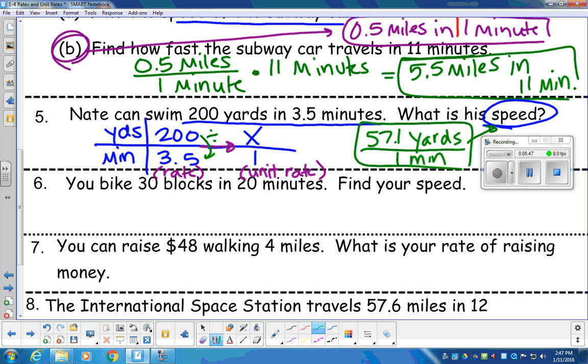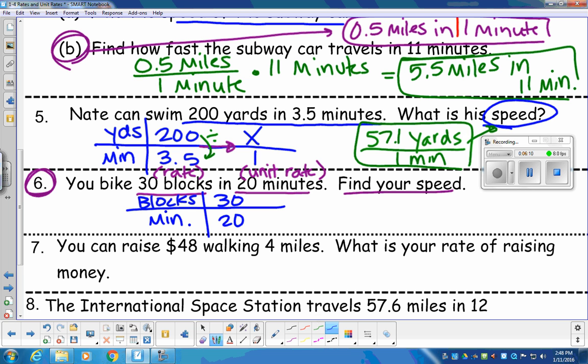Okay, so moving on to number 6. In number 6, again, we're looking for the speed or the rate at which we can travel. What it says here is that you can bike 30 blocks in 20 minutes. So the things that I'm hearing are blocks compared to minutes. 30 blocks, 20 minutes. So how fast can you go in 1 minute would be really a measurement of your speed or your rate. So you have 30 blocks in 20 minutes. How fast can you go in 1 minute?